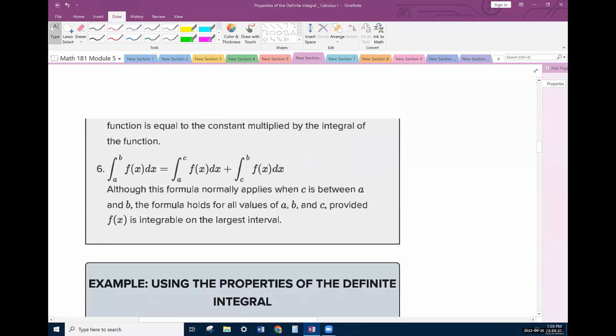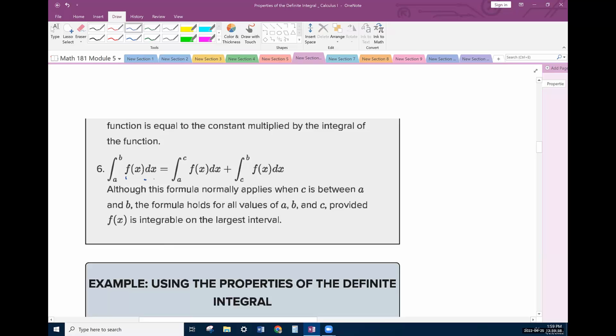Last one, you can split up an integral. If you have some value c between 2 points, like you're going from 0 to 10, you could break it up into 0 to 3 and then 3 to 10. We're going to see why you want to do that, for example, parts below the x-axis and parts above the x-axis. You want to split it up at the point where it crosses, so you can then figure out the net area.